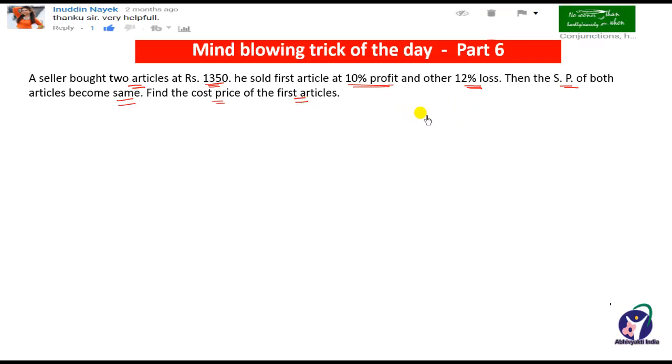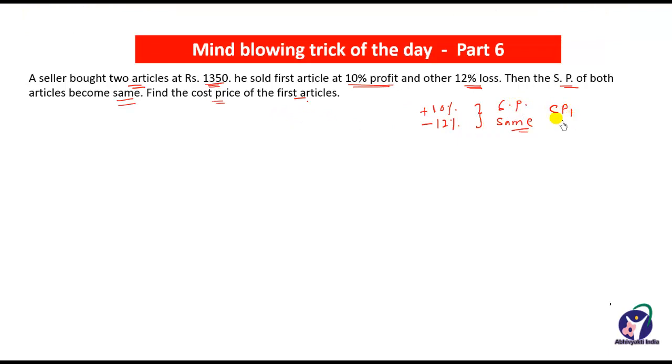A seller sells the first article at 10% profit and another at 12% loss, and the selling price of both is the same, and we have to find the cost price of the first article. First, I will solve this with the help of the formula, and then I will explain the trick behind that formula, that is, how to solve it without using the formula.